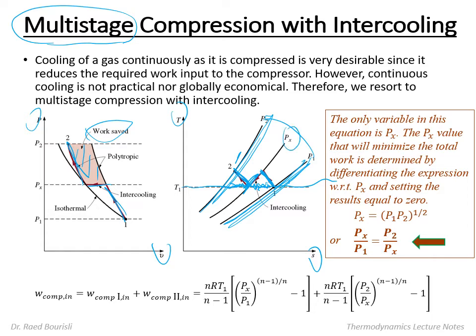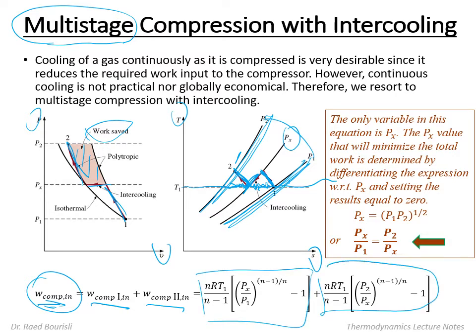So what is this Px? How do I break them? How do I do stage 1? I compress it until what pressure, and start the second compression process? Well, if I write the work for the compressor for the whole process, the first stage and the second stage, these are all polytropic, so these are the same. The only difference is that this is going from P1 to Px, and then this one Px to P2. So this is the first stage, and this is the second stage.